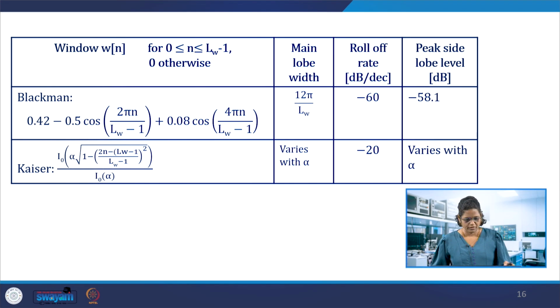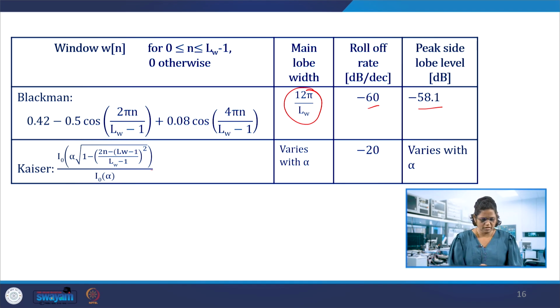A few more here. If you go to the Blackman window, whose expression is given over here, cos 2 pi n by n minus 1, the main lobe width is 12 pi. So compared to the rectangular window, it is a wider main lobe, and the roll off rate is good, and the peak side lobe level is a good 58.1 dB, which is a complete reduction in the side lobe, so the ripples are less and less.